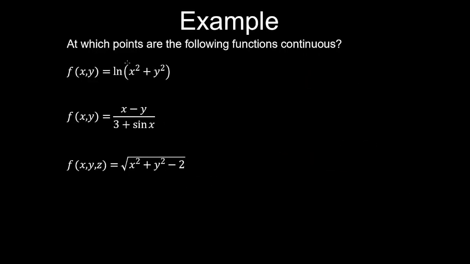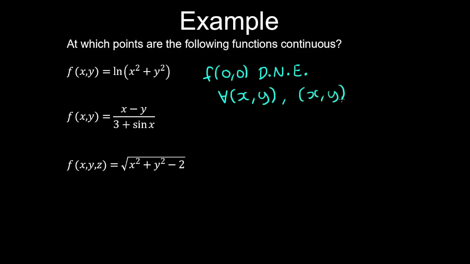At which points are the following functions continuous? So here, we know that the natural log of 0 does not exist, so the function is not continuous at this point. So essentially the function is continuous at all points in the plane where the point xy is not the point at the origin. Now for this second function, the value in the denominator can never be 0, because sine of x is restricted between minus 1 and 1. So therefore this function is continuous at all points in the plane.